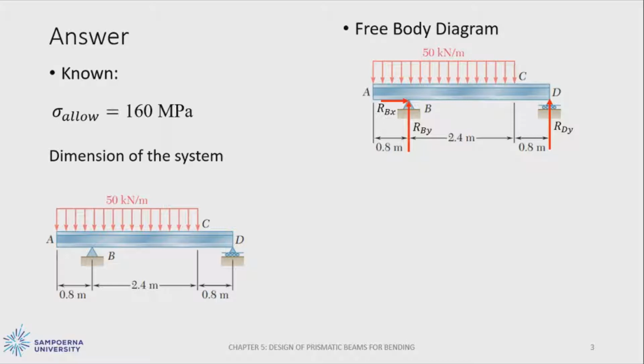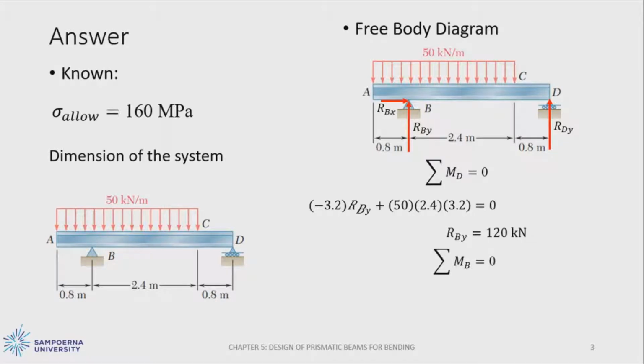Then we need to find the reaction forces in Y direction. We can use sigma moment at point D equal to 0 to obtain the reaction force at point B in Y direction, which is equal to 120 kilonewton. Then we can use sigma moment at point B equal to 0 to find the reaction force at point D in Y direction. It is equal to 40 kilonewton.